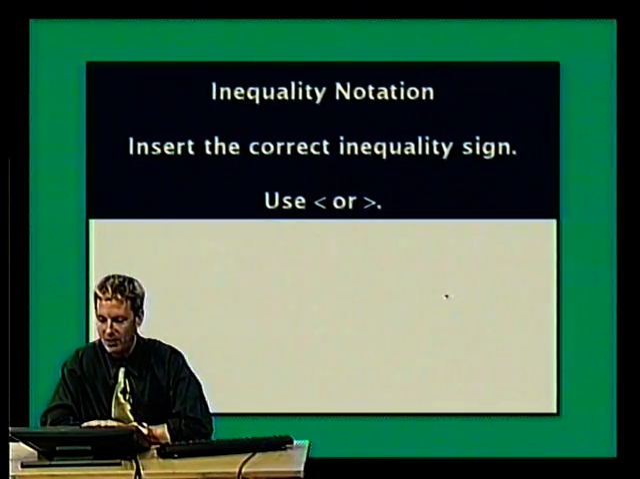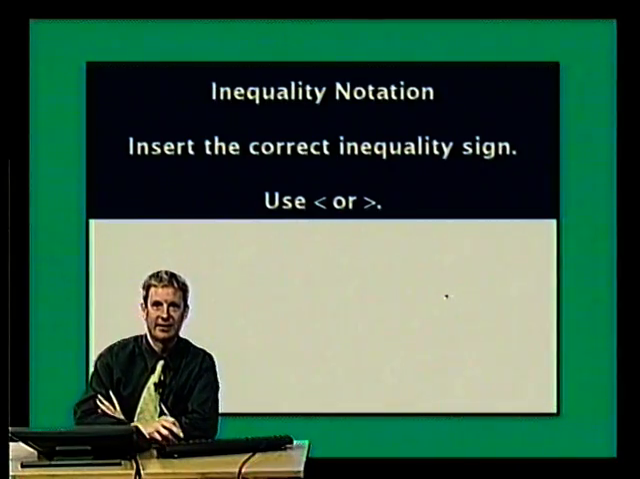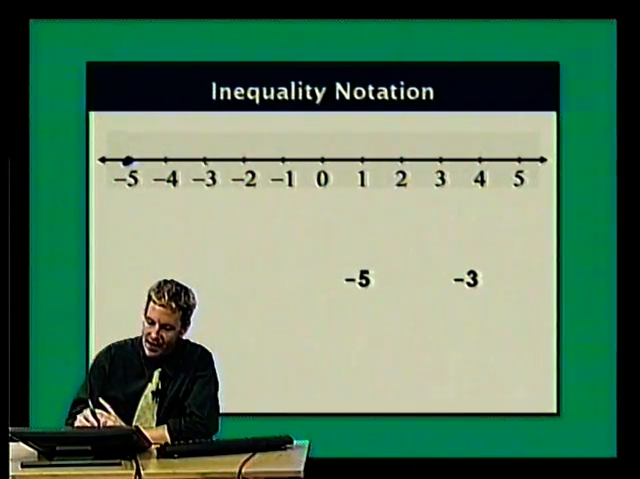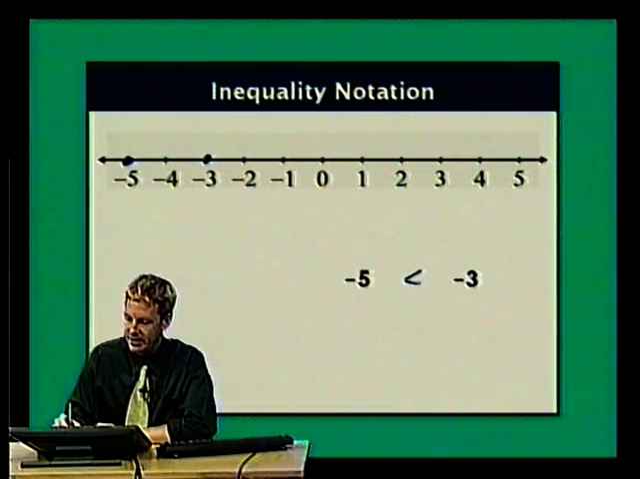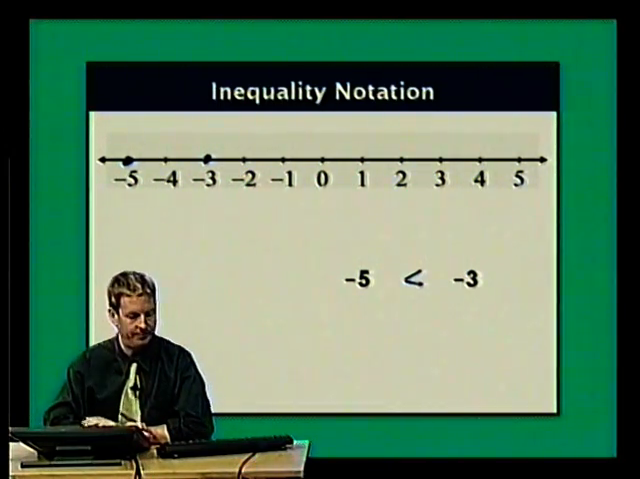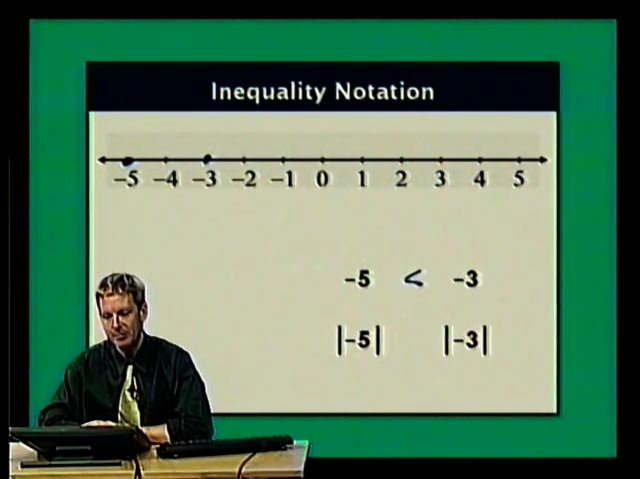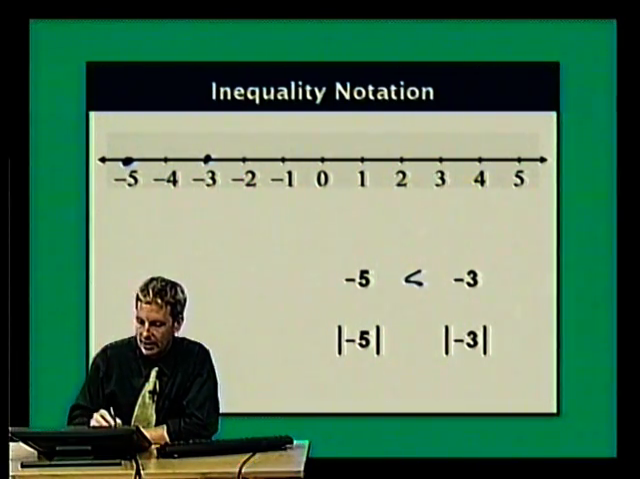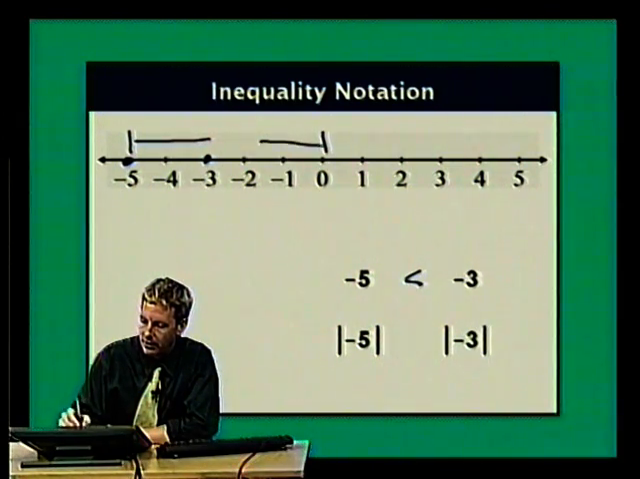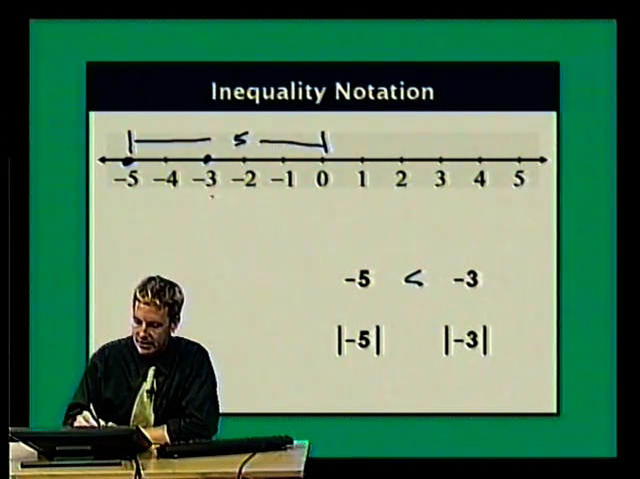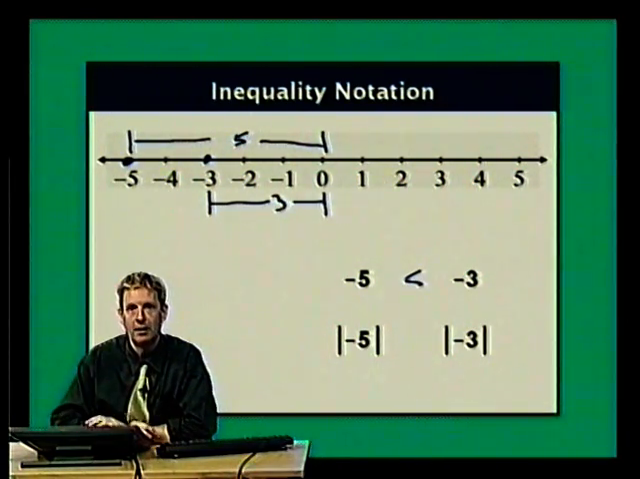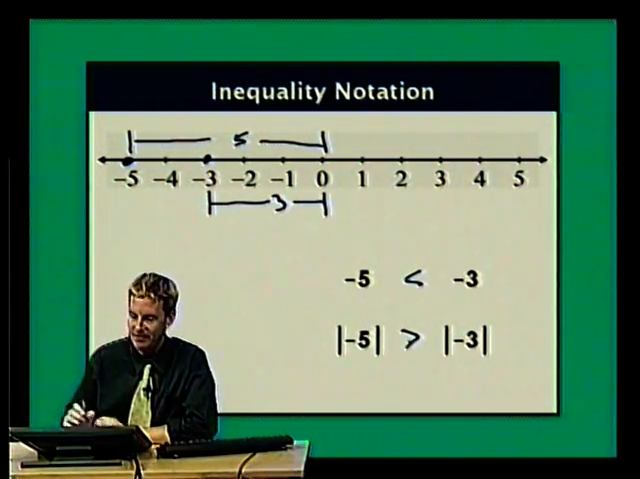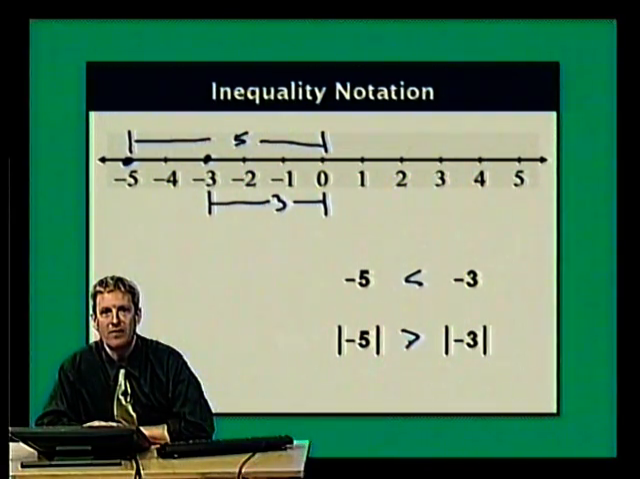So let's play our game again, where we're inserting the correct inequality sign using less than or greater than. Comparing -5 and -3, since -5 lies to the left of -3, we say -5 is less than -3. What if we put those two numbers in absolute value bars? Well, I'm going to think about this a couple different ways. The first way I'm going to think about it is this. The distance from -5 to 0 is 5 units. And the distance from -3 to 0 is 3 units. And I think we all agree 5 is greater than 3. So the absolute value of -5 is greater than the absolute value of -3.